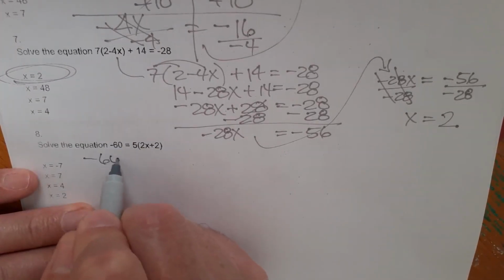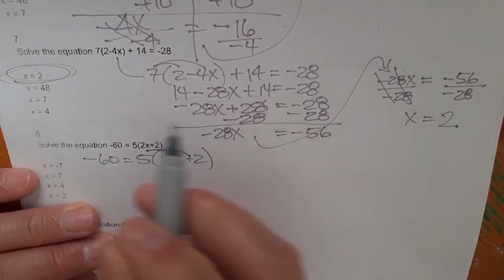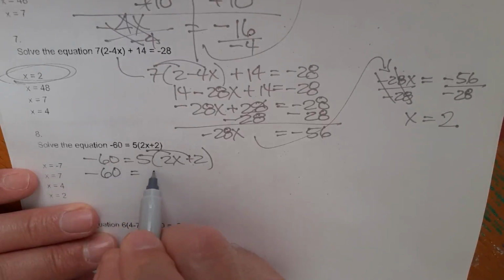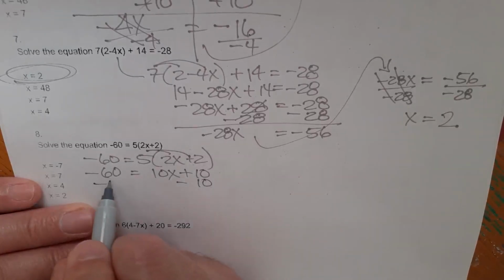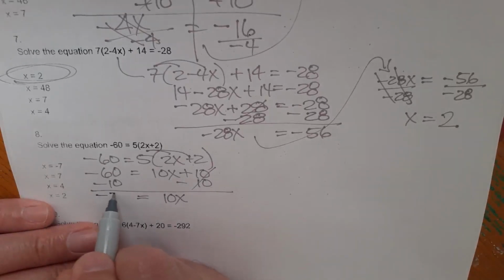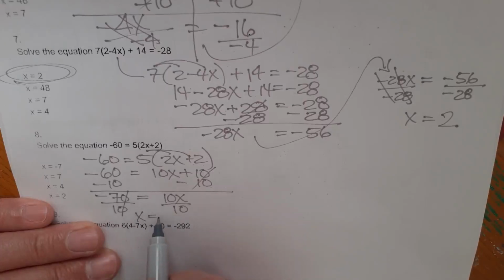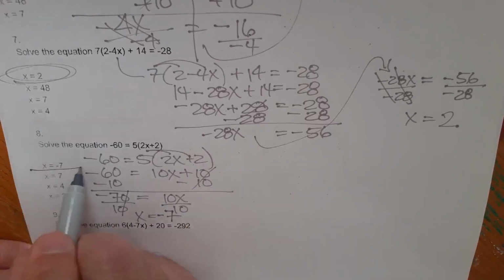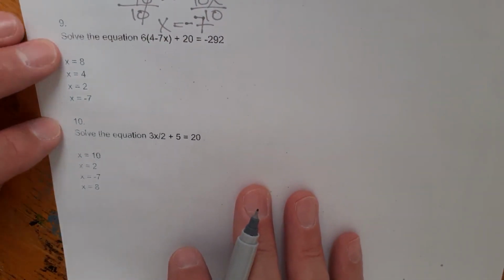All right, negative 60 equals 5 times 2x plus 2. Here and here, negative 60 equals 5 times 2x is 10x, plus 10. Minus 10 on both sides, gone. 10x equals, minus 10 and a minus 60 is a minus 70. Divide both sides by 10, and the zeros disappear, and 7 divided by 1 is 7, and there's a minus. So x, I'm going to flip the sides, equals a negative 7. Negative 7. Sometimes I squish them into a small space, and sometimes I don't.